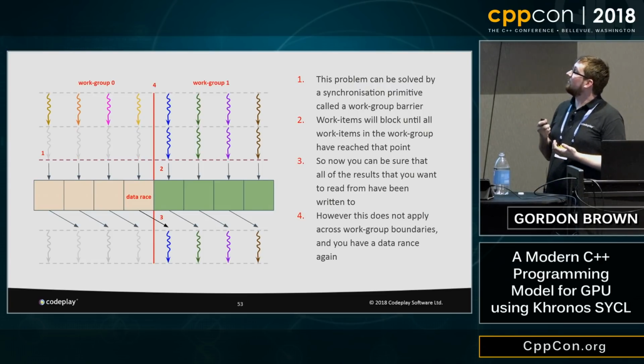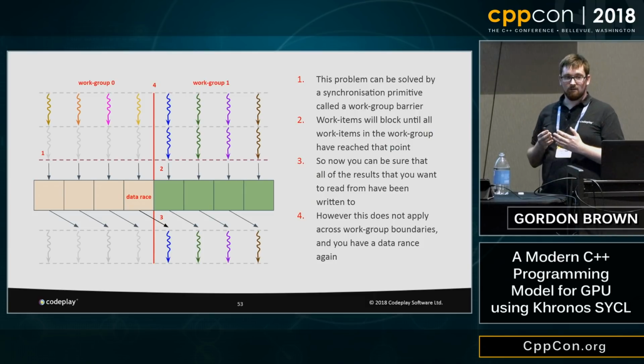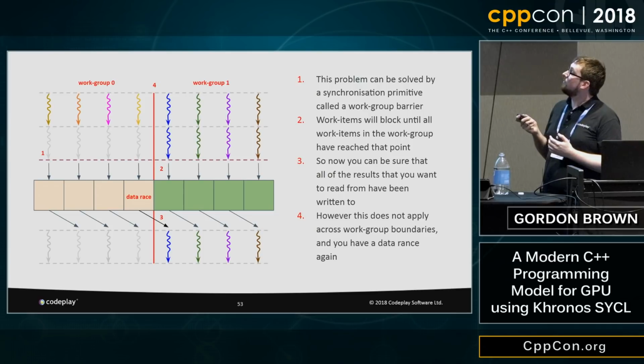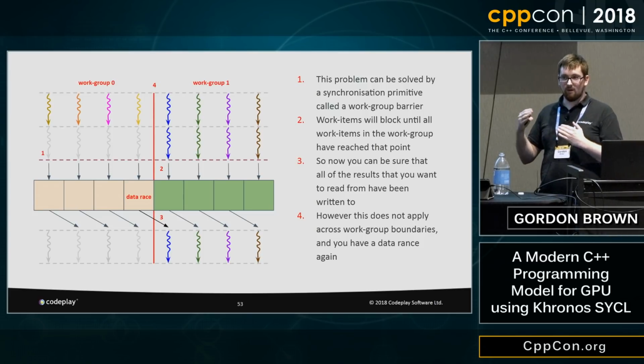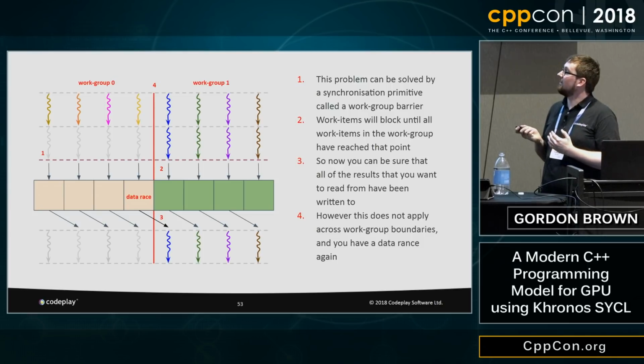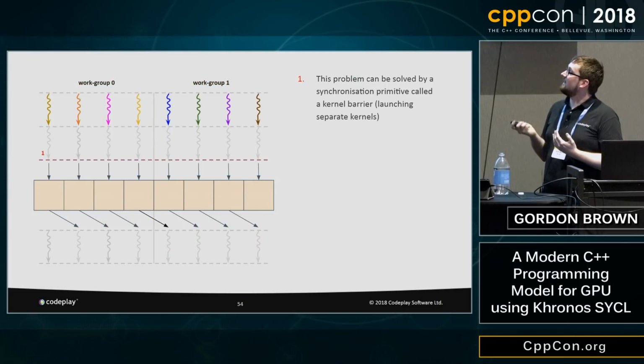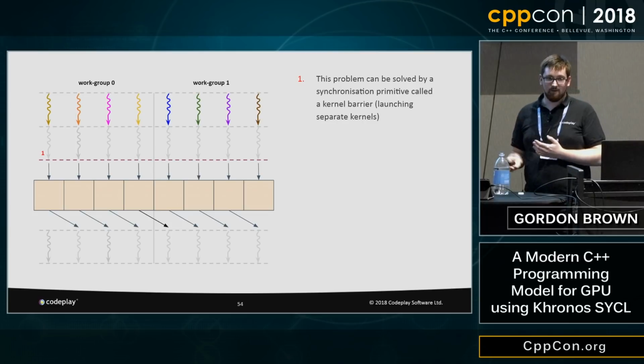However, you have to be careful because this doesn't work across workgroup barriers. If you're having one work item store a partial result on data that will be accessed by another work item on a different workgroup, there's no guarantee that that workgroup will even have started yet. So again, you have a data race. In this case, you need to use a kernel barrier.